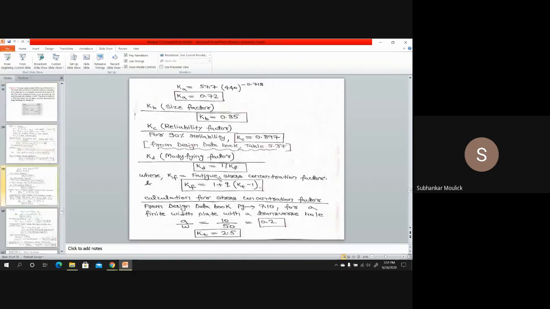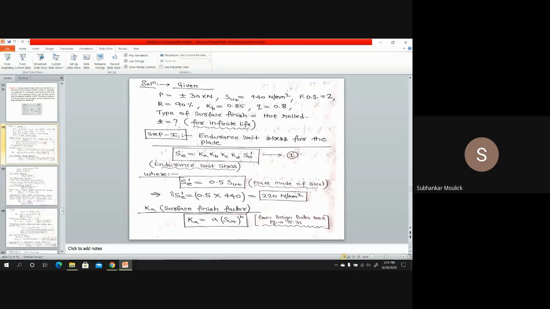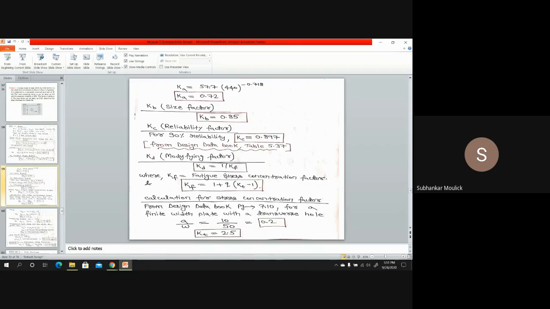So I got the value of Kc. That is Kc is 0.897. It is given in design data book table 5.37. Okay. Next is Kd. What is Kd? Kd is the modifying factor to account for stress concentration. And I know that Kd is the reciprocal of the fatigue stress concentration factor. That is, Kd is equal to 1 by Kf.